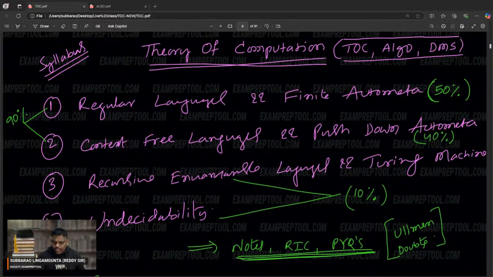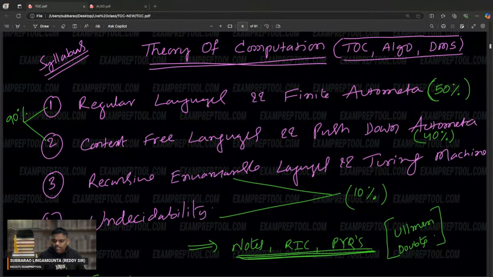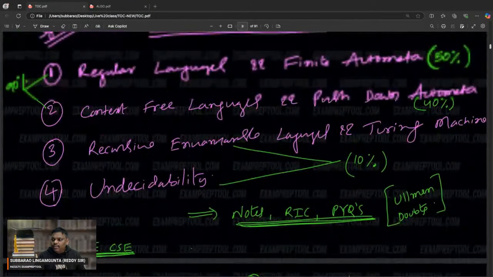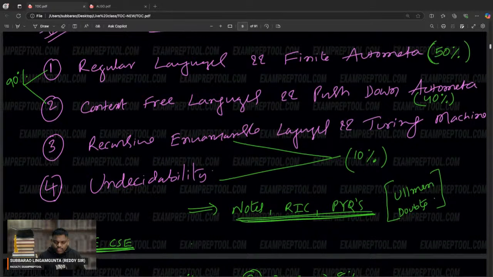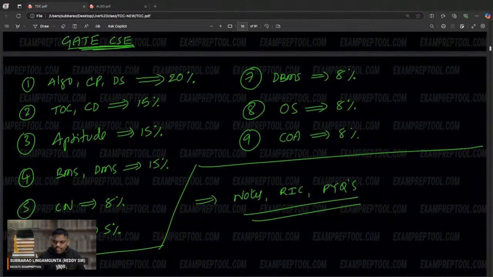So yesterday we started this particular subject, TOC. This is the marks distribution. If anyone has not seen yesterday's class, please go through it. I covered the syllabus and marks distribution, and the total GATE CSE marks distribution also. This is the total GATE CSE marks distribution.